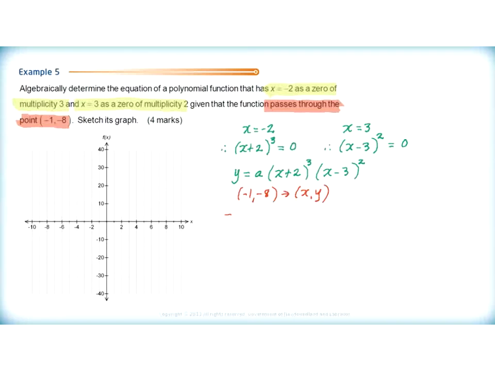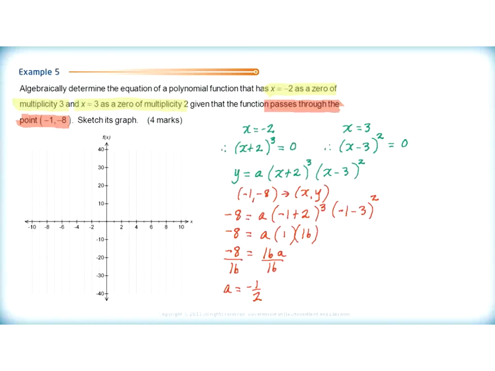So here we have -8 is equal to a multiplied by (-1 plus 2) raised to the power of 3 multiplied by (-1 minus 3) raised to the power of 2. -8 is equal to a multiplied by -1 plus 2, which is 1, raised to the power of 3 is still 1. -1 minus 3 is -4, squared is 16. So here we have -8 is equal to 16a. Dividing both sides by 16, we have a is equal to -1/2.